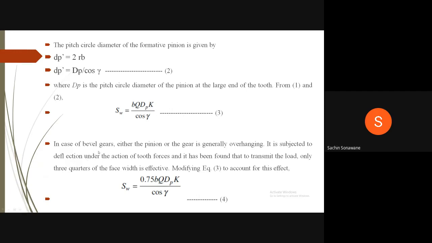In case of bevel gears, either the pinion or the gear is generally overhanging. It is subjected to deflection under the action of tooth forces, and it has been found that to transmit the load, only 3/4 of the face width is effective. Therefore, modifying equation 3 to account for this effect, we get Sw = 0.75 B Q dP K / cos gamma, equation 4. Therefore, this is the equation of wear strength for bevel gears.